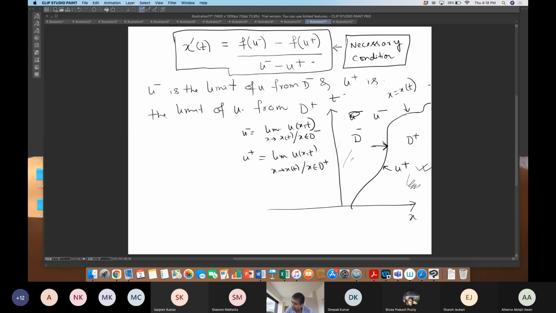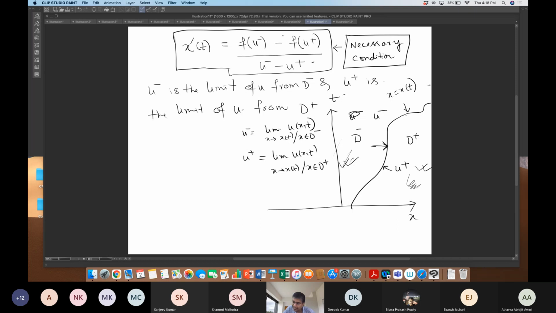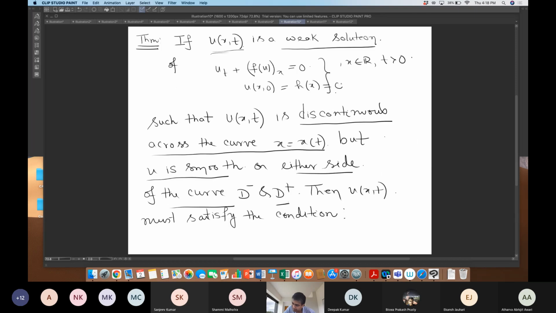So here U is continuous, here U is continuous. The only problem is that U minus is not equal to U plus. U minus is the limit of this, and D plus is 0 less than t less than infinity, x of t less than x. Clear? Okay. And assume u at x, 0 is 0. That means I have assumed that h of x is 0. We will see later. To not make it complicated, u at x, 0 is equal to 0.